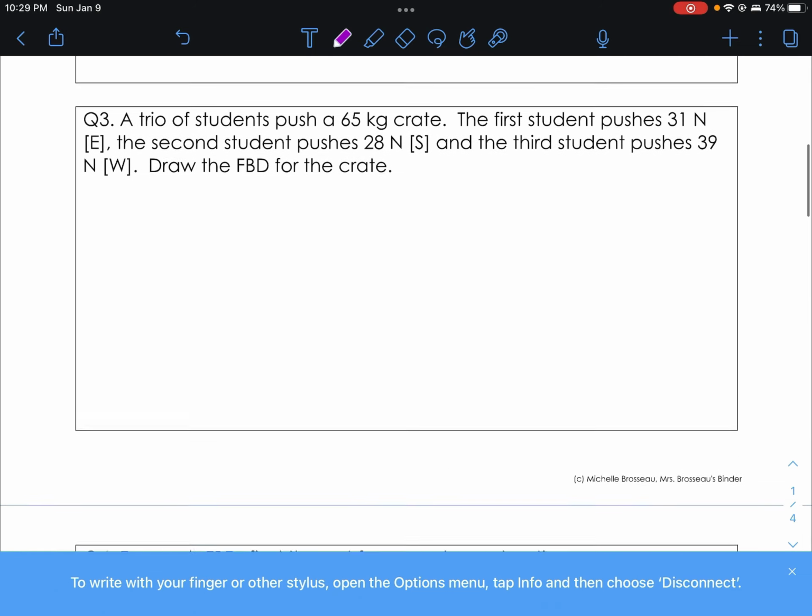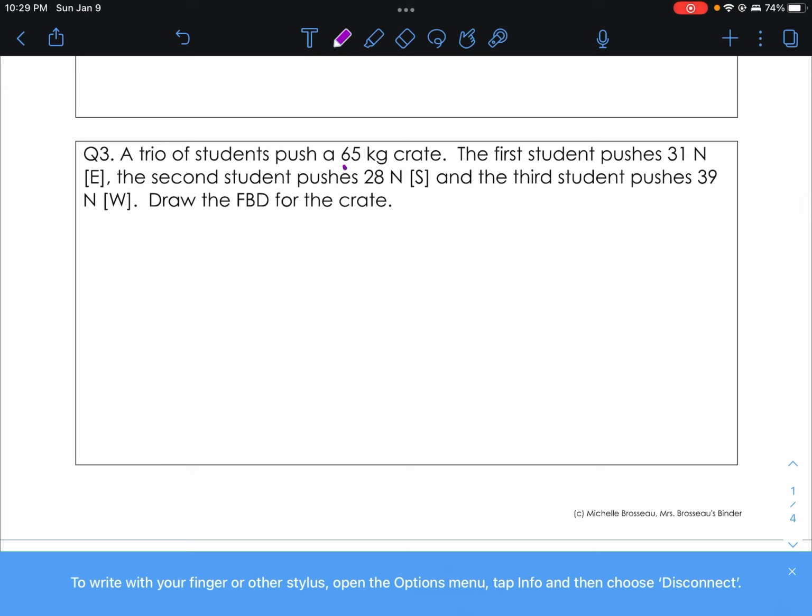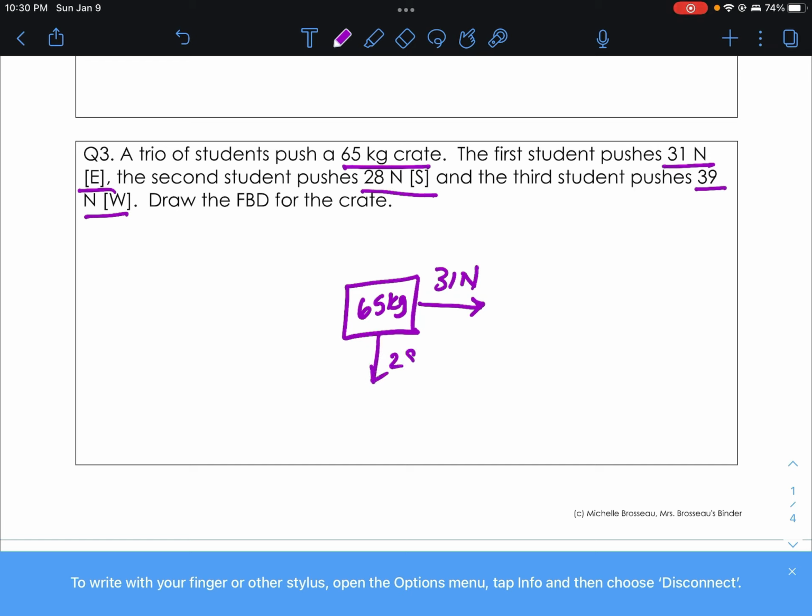A trio of students, question 3, push a 65 kilogram crate. The first student pushes with 31 newtons east. The second student pushes 28 newtons south. The third student pushes 39 newtons west. Draw a free body diagram for the crate. So we have our box. It's 65 kilograms. Looks like we've got 31 newtons that way, 28 newtons south, and 39 newtons west. That would be my free body diagram.